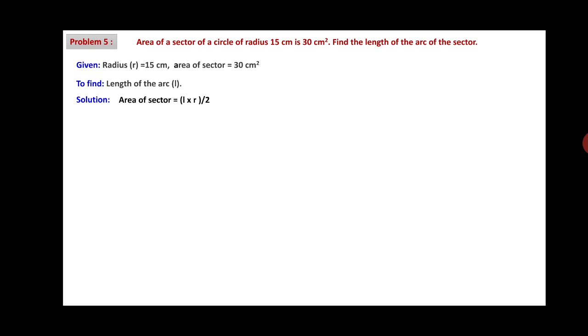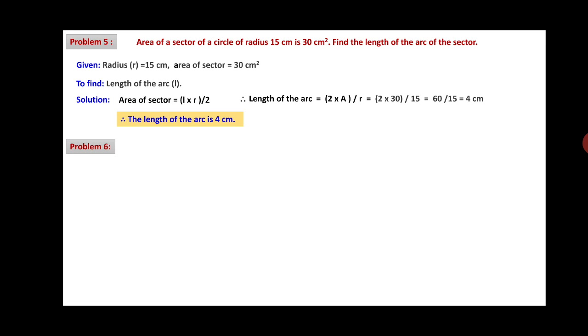So solution is area of the sector is equal to L into r by 2. Therefore length of the arc is equal to 2 into A upon r, which will be 2 into 30 upon 15. So that will be 60 upon 15, which will be 4 centimeter. Therefore the length of the arc is 4 centimeter.